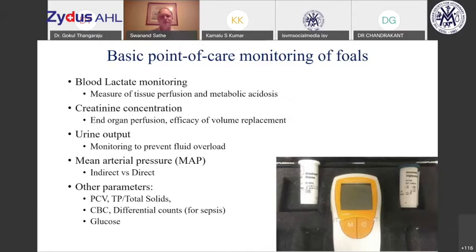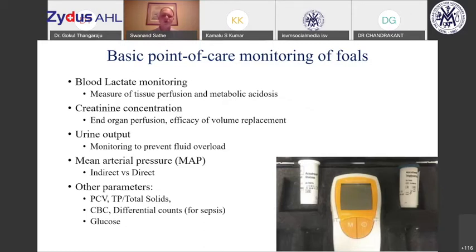Now, once you start perfusing these foals with fluids, blood lactate usually starts coming down. So blood lactate could be a really good measure of evaluating your fluid therapy. Now, the next measurement that you could do is creatinine concentration. So creatinine will rise in the blood system, especially if kidneys are not being perfused. So especially in foals that are hypovolemic, they will have a lower blood flow towards their kidneys, and that will raise the blood creatinine concentration in the system.